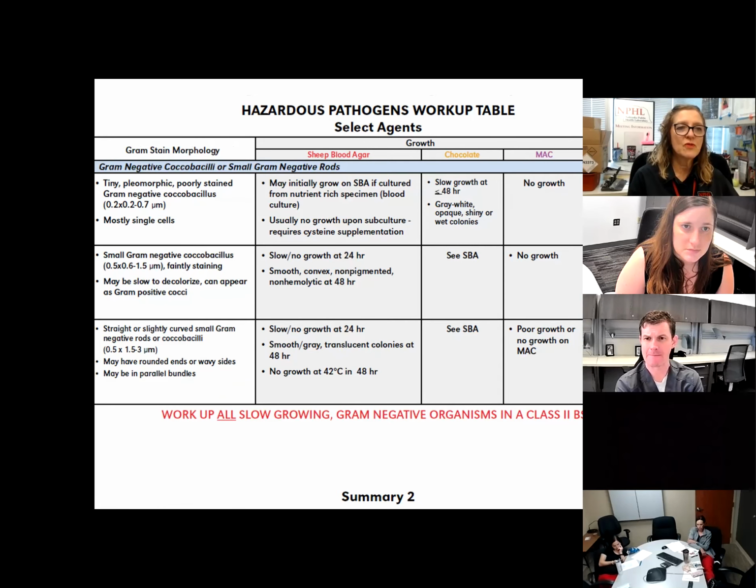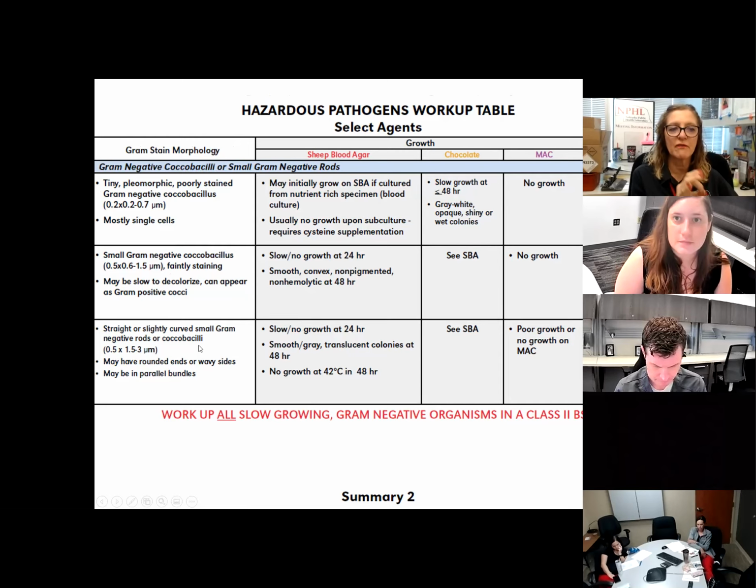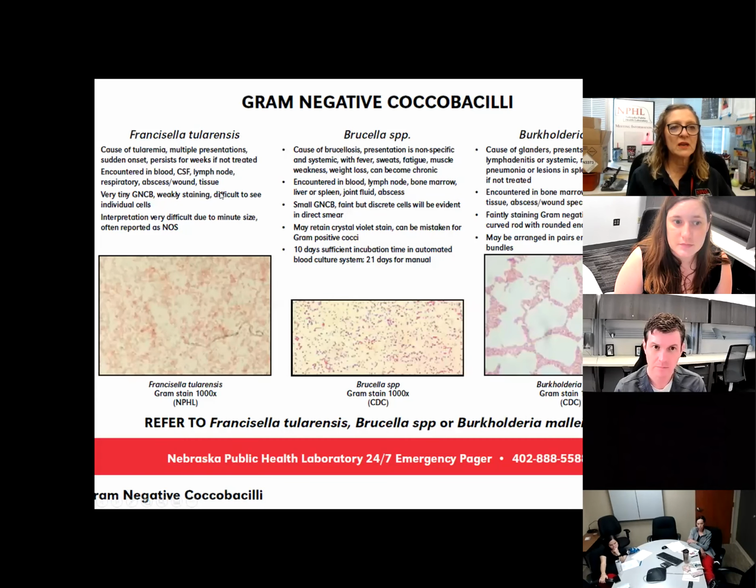So you can read through the summary page. If you think yours looks like a gram-negative coccobacilli, read through the three areas that might be suspicious. See if those areas fit. And we'll talk through it, but I'm going to have you try it first with your own case study.